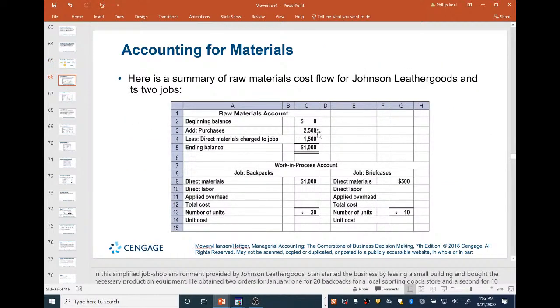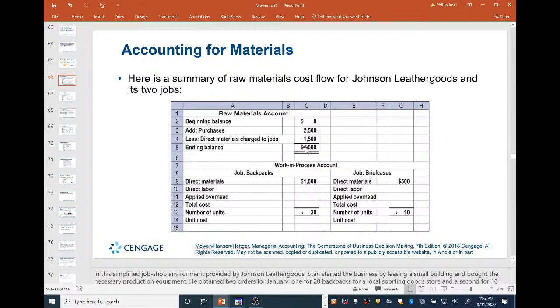So that's all we're seeing right here in the materials account. Beginning balance, what we bought, and what we used to the jobs, right? So obviously if we started with nothing, bought 2,500, consumed 1,500, we have 1,000 in the ending balance. Does that make sense to everybody? Okay, now watch. Work in process account. So this less direct materials charged to jobs. So we have to move this 1,500 into work in process now, because obviously the next step from raw materials is work in process, right?